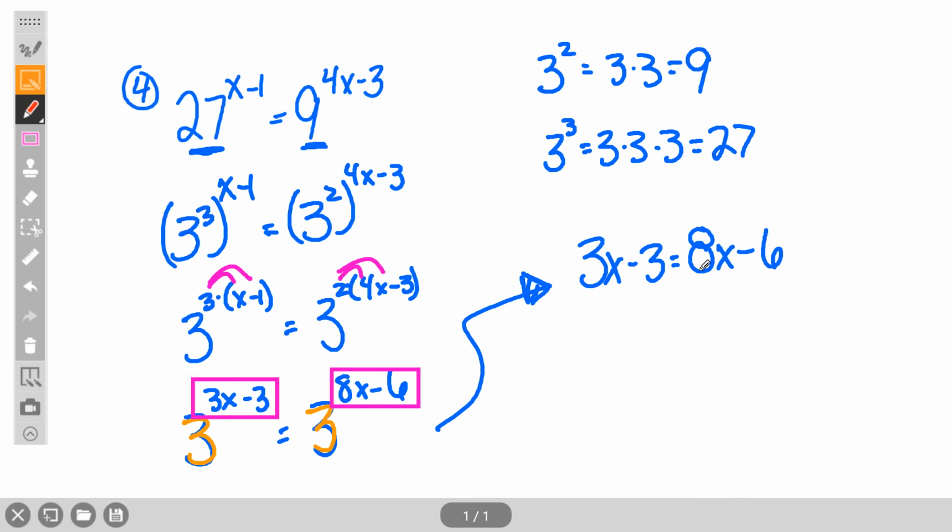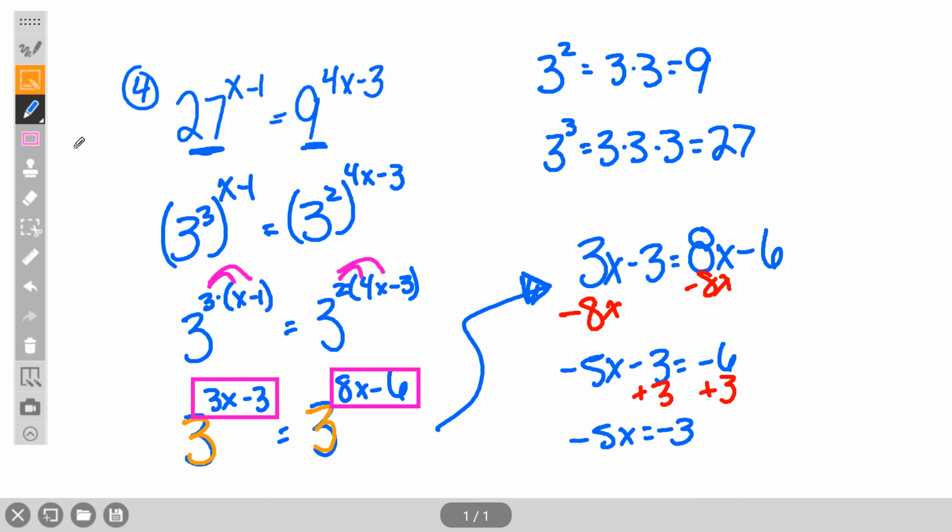This is a variables on both sides problem, so I'm going to start by getting the variables on one side. So I'm going to move this 8x to the other side by subtracting it. So negative 5x minus 3 equals negative 6. Solve for x, so add 3. Negative 5x is equal to negative 3. Divide by negative 5. Those two negatives are going to cancel out and make a positive. So I'm going to have x is equal to 3 over 5.